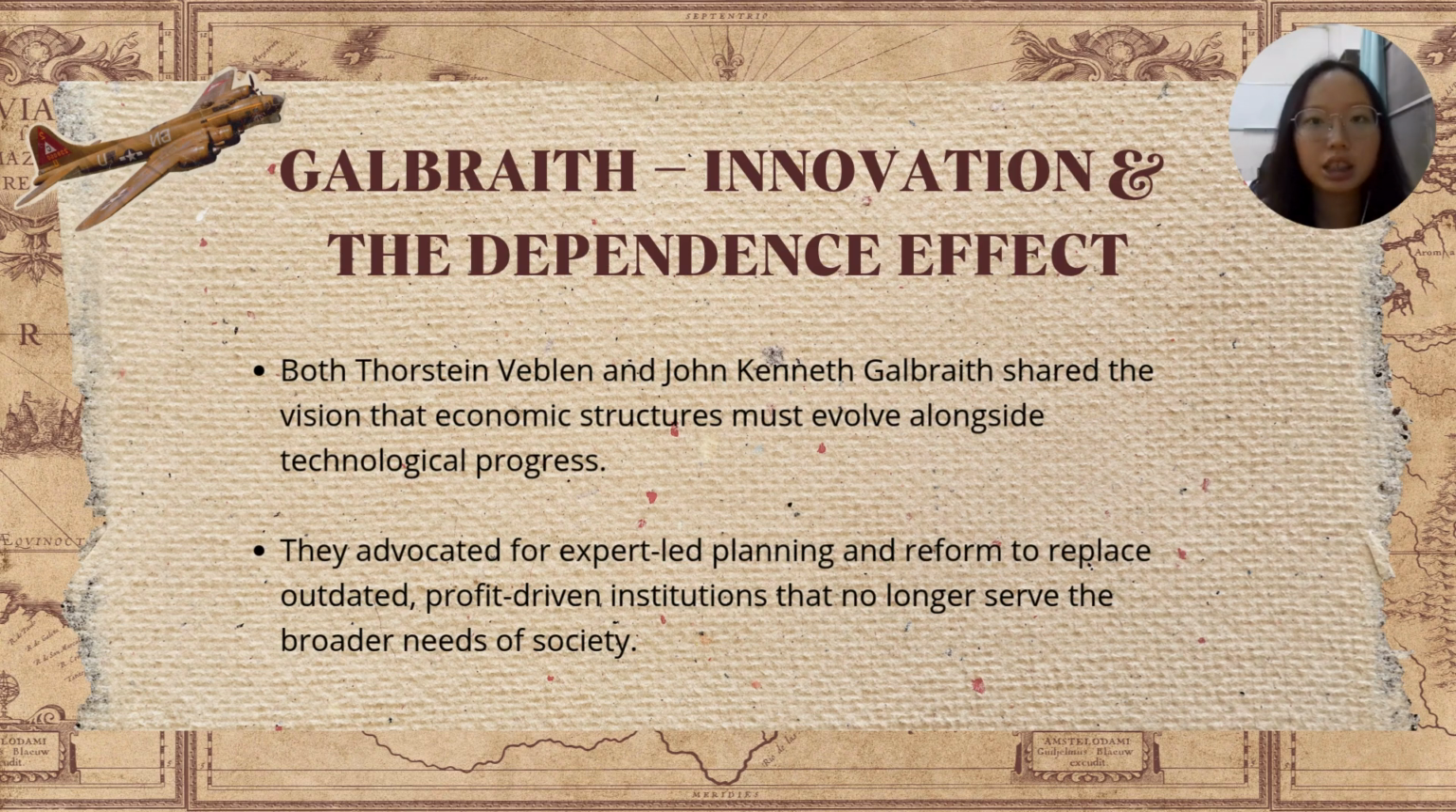Veblen saw this in the form of a Soviet of technicians who could manage production with an eye toward efficiency and societal benefit. Galbraith similarly called for a rethinking of how resources are allocated, advocating for public investment and democratic control over large-scale economic decisions. Their critique went beyond surface-level reform. They targeted the underlying logic of capitalist institutions, which they saw as fundamentally misaligned with the needs of a modern, interdependent, and technologically advanced society.